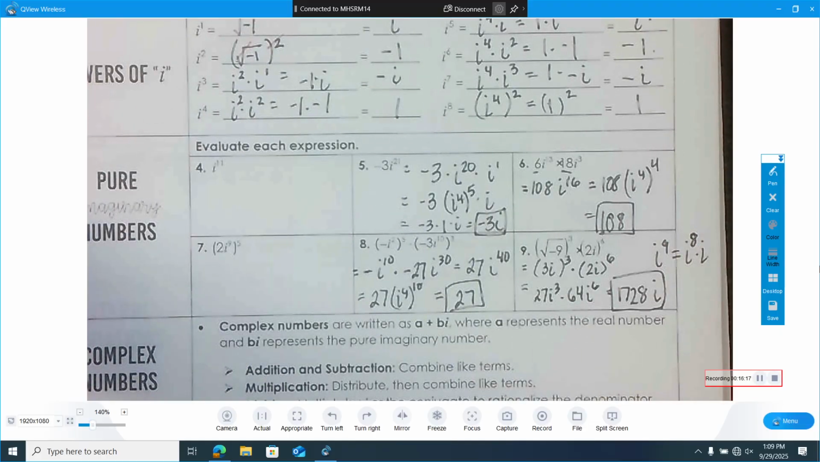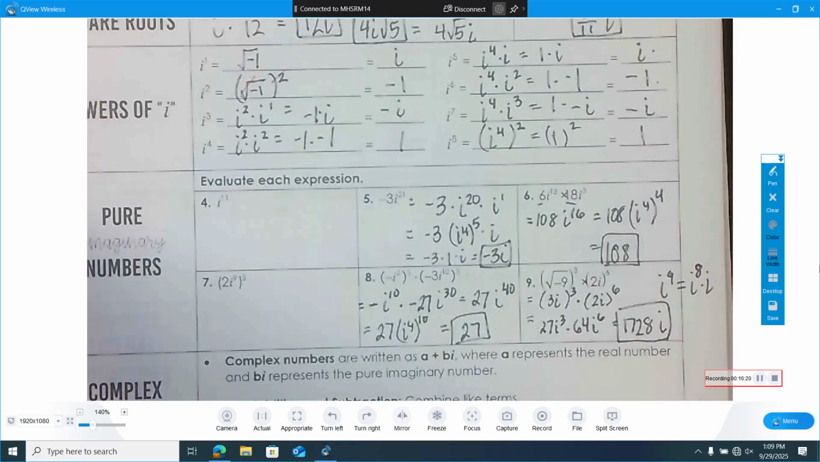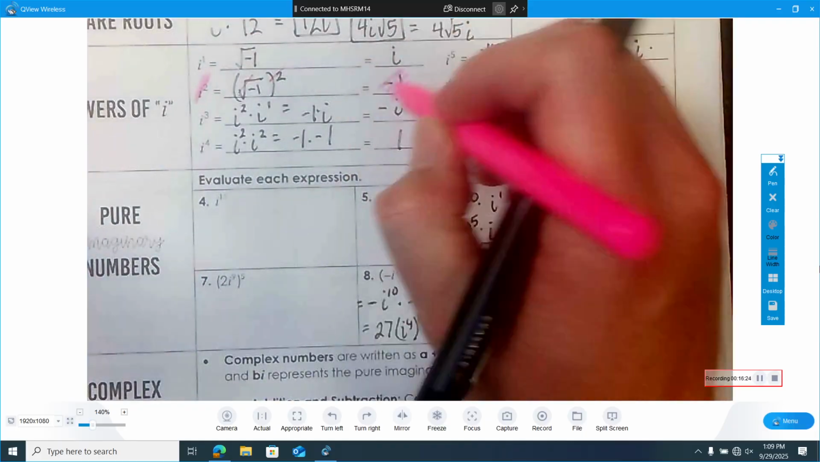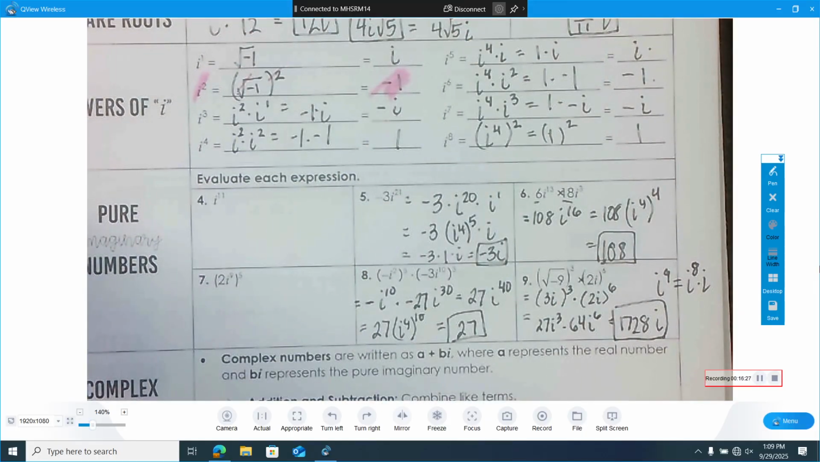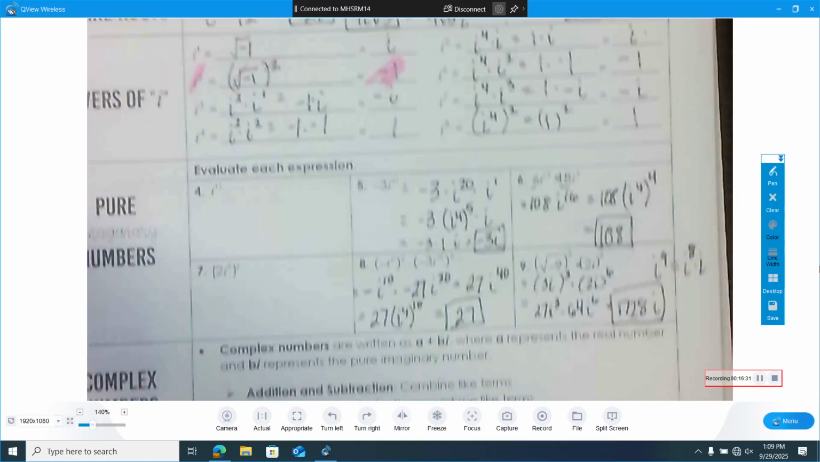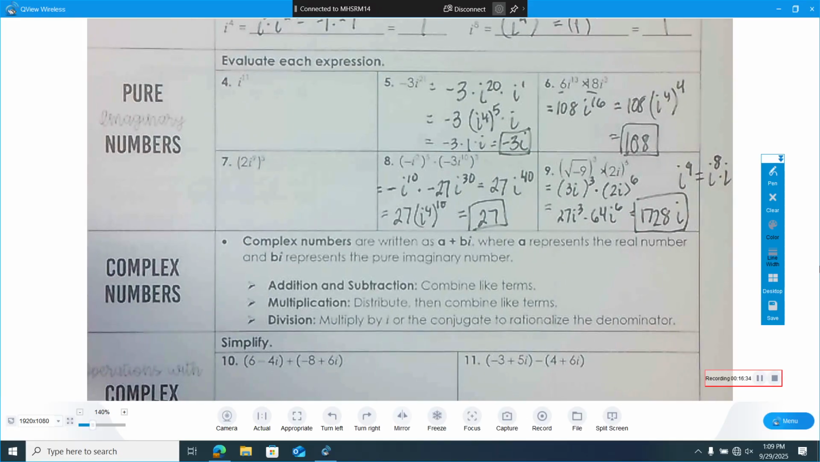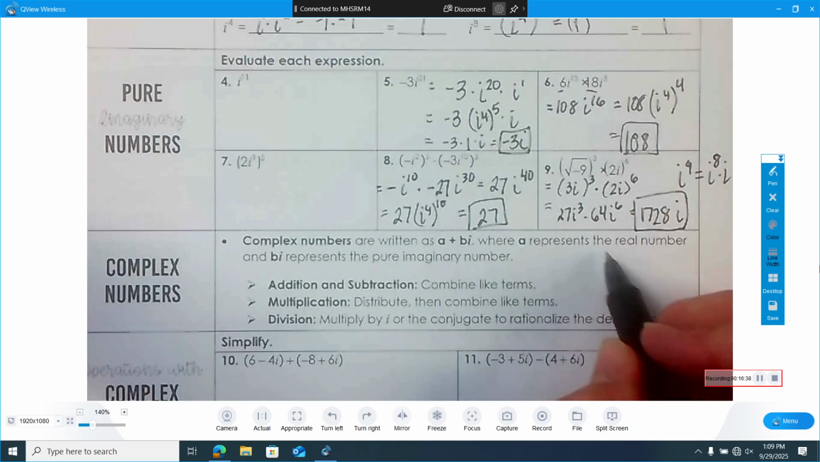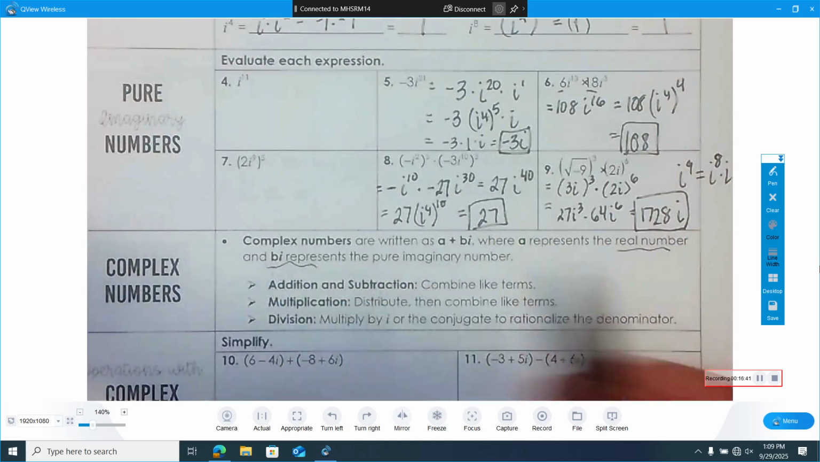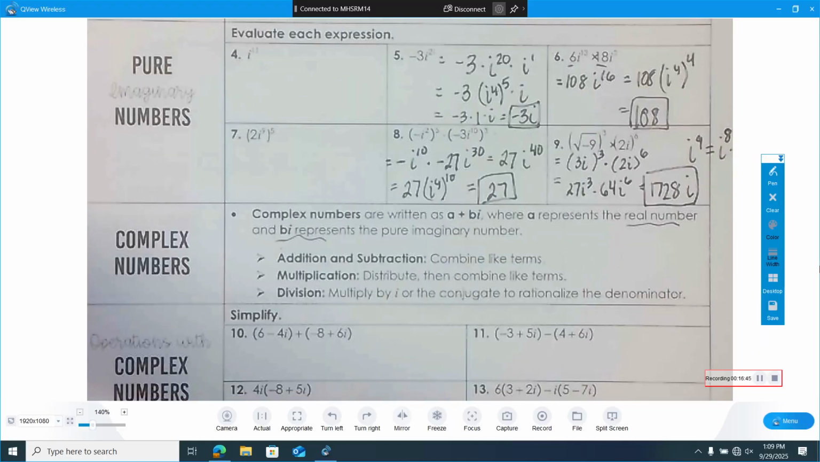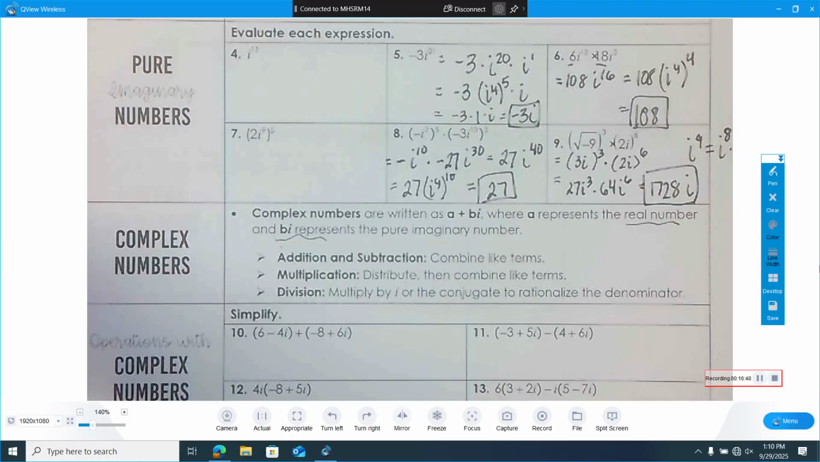Okay, so now the easy part. The thing we really want to remember here is i squared is negative 1. This is a beauty right there. i squared is equal to negative 1, and that's going to come into play when we are working with complex numbers. A complex number is written as a plus bi, where a represents the real portion and bi represents that pure imaginary number we were just talking about. And the nice thing is we know how to do this. It's very easy. We just have to add, subtract, and multiply.